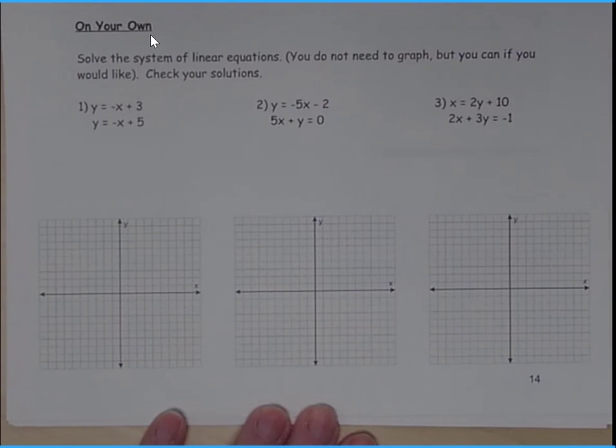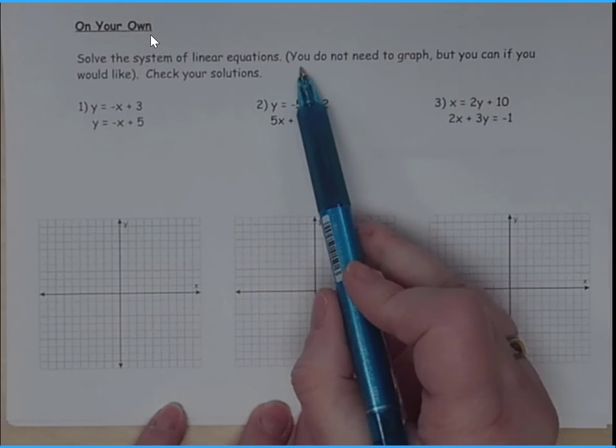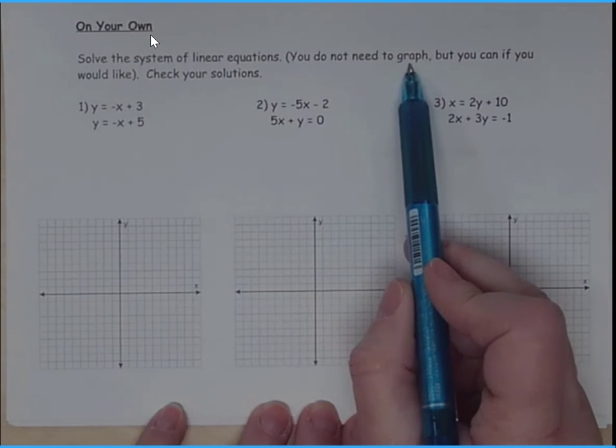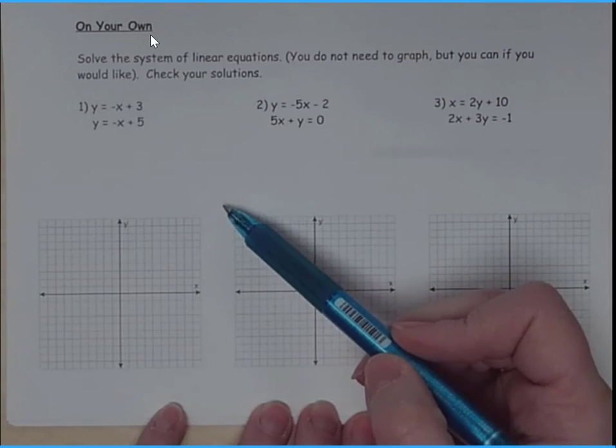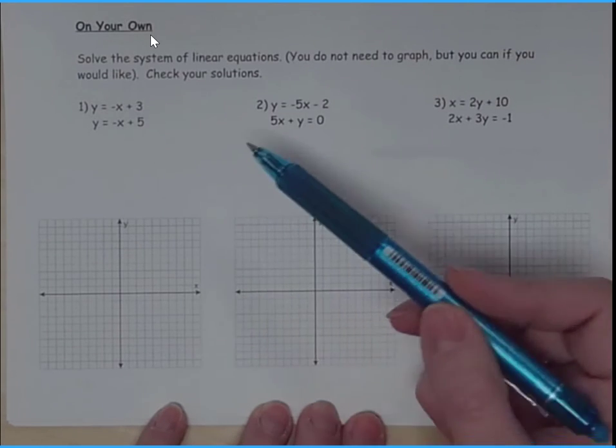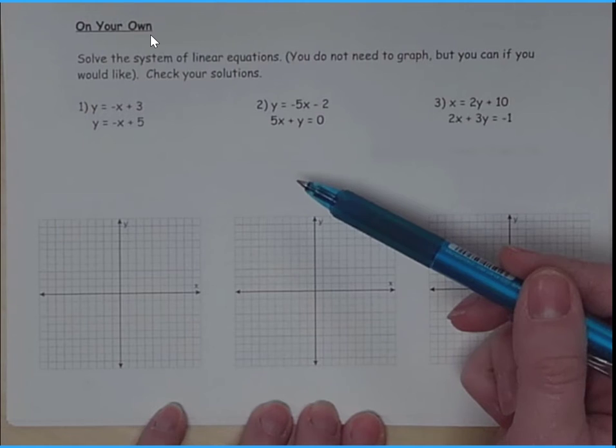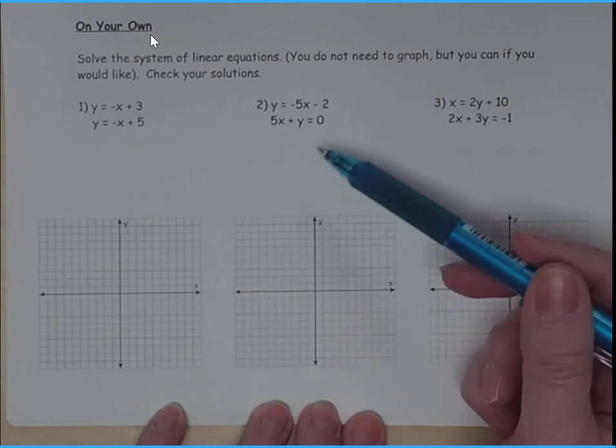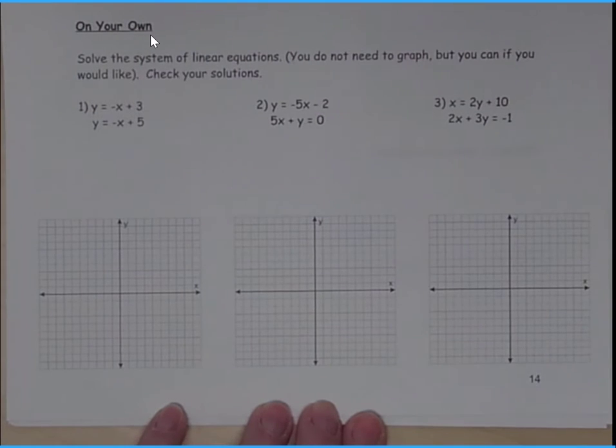All right, here's what I'd like for you to do. Go ahead and do on your own 1, 2, and 3. Now, notice the directions here. You do not need to graph, but you can if you'd like. So it's up to you. So you can check for the same slope, you can substitute, you can eliminate, you can graph. However you choose to solve these, you may do so. So go ahead, hit pause. When you're done, hit play and check your work.